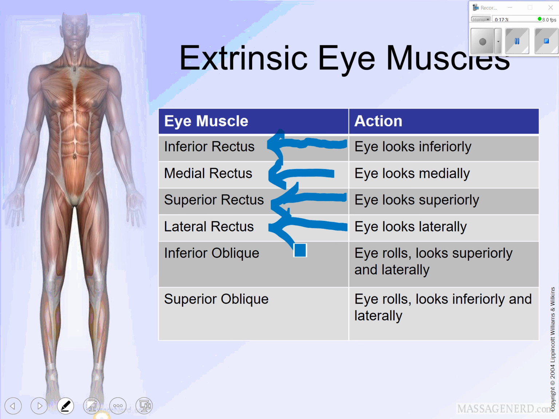Now the obliques are a little bit different. Both eyes are going to roll. Inferior is going to do the opposite, look superior and lateral, whereas superior is going to look inferior and lateral.